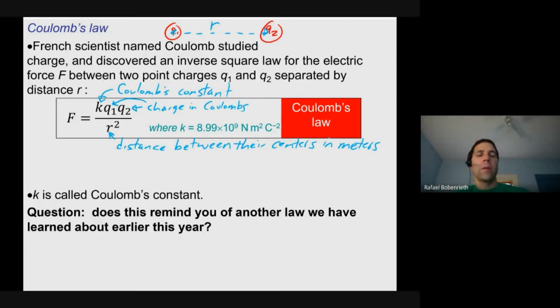Okay, so that's Coulomb's law. And maybe you made the connection, some of you hopefully made the connection, that this looks an awful lot like the law of gravitation, Newton's law of universal gravitation, right?